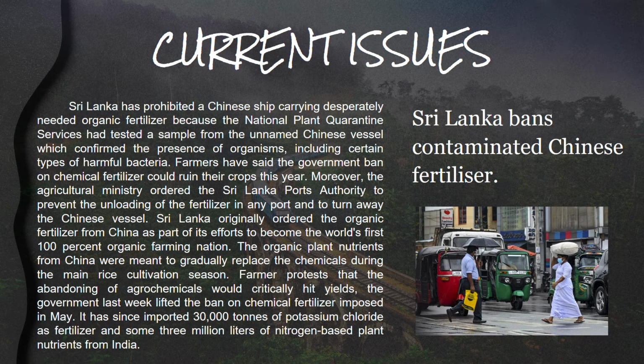Sri Lanka originally ordered the organic fertilizer from China as part of its effort to become the world's first 100% organic farming nation. The organic plant nutrition from China was meant to gradually replace the chemicals during the main rice cultivation season. Farmers protest that abandoning agrochemicals would critically hit yields. The government last week lifted the ban on chemical fertilizer imposed in May. It has since imported 30,000 tons of potassium chloride as fertilizer and some 3 million liters of nitrogen-based plant nutrients from India.